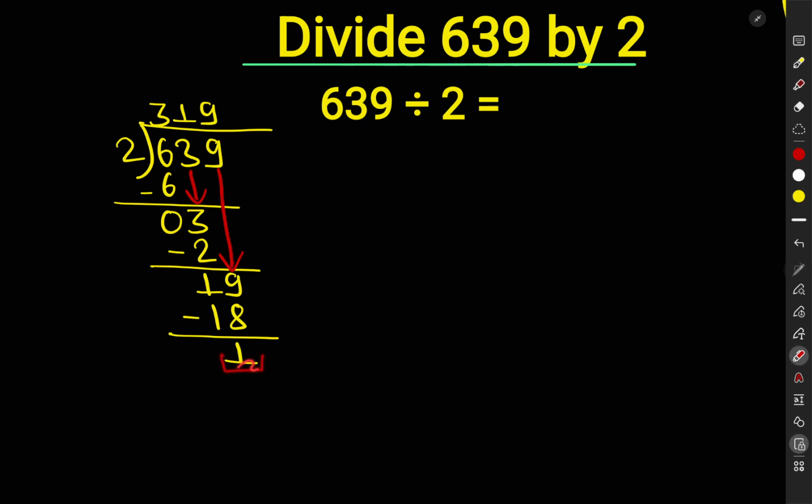So now this 1 is less than 2 and there is no other number to put it down. So we take here decimal so that we put 0. So it is 10 and 2 times 5 is 10. On subtracting we get 0. So 639 divided by 2 is 319 decimal 5.